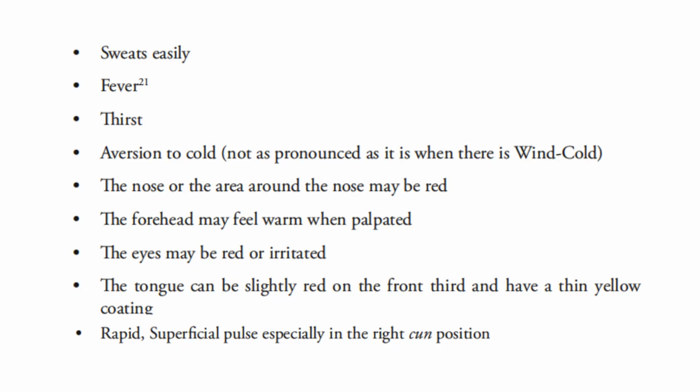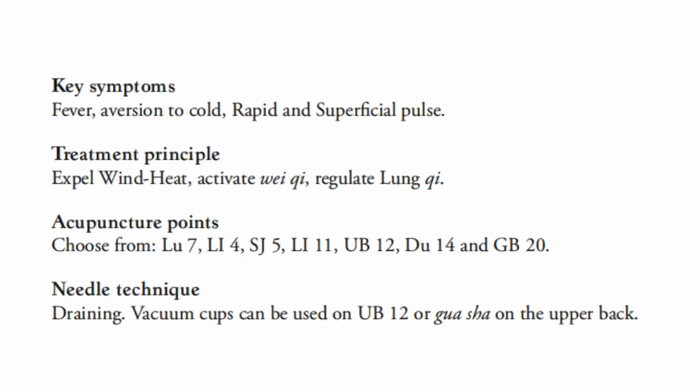The nose or the area around the nose may be red. The forehead may feel warm when palpated. The eyes may be red or irritated. The tongue can be slightly red in the front third and have a thin yellow coating. And the pulse is rapid and superficial, especially on the right cun position. Its key symptoms are fever, aversion to cold, and a rapid superficial pulse.